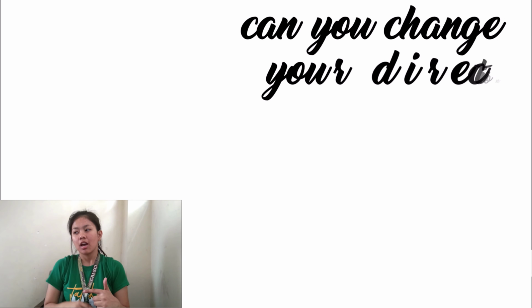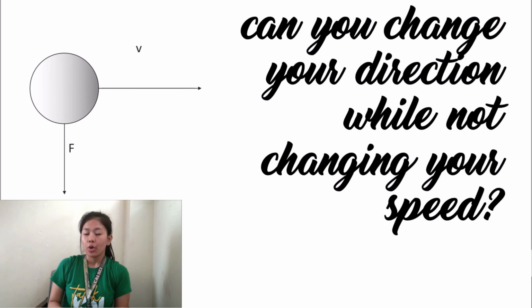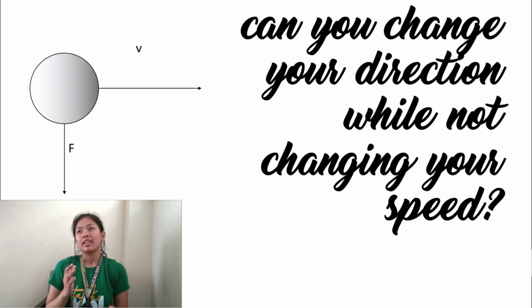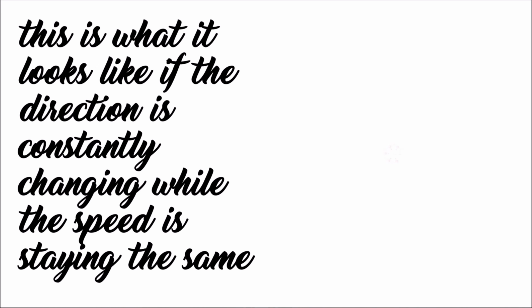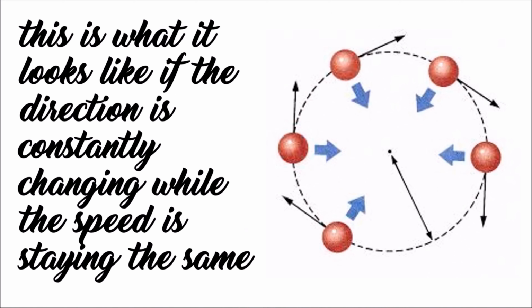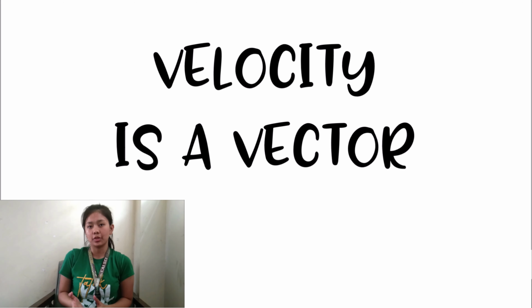Can you change the direction of an object moving in a circular path without changing its speed? Yes, you can. But what does it look like having a constant speed but in a different direction? This is what it looks like having a constant speed but changing direction. So velocity is a vector since it has a magnitude and a direction.